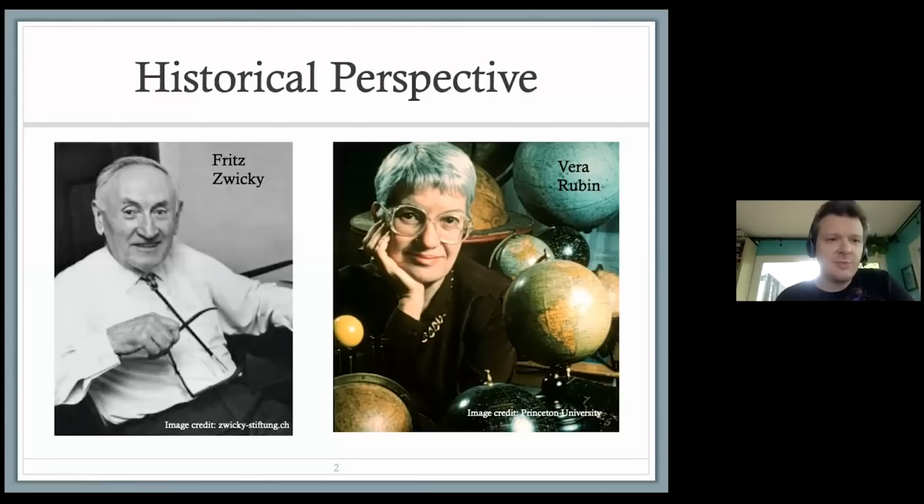But it took a great many decades where this was not taken seriously, until over 40 years later, where we have the work of Dr. Vera Rubin on the right. And she found much better, more comprehensive and deeper evidence that something was going on by not looking at individual galaxies, but individual stars within galaxies and their velocities and kinetic energies.